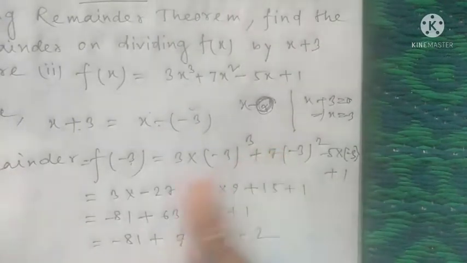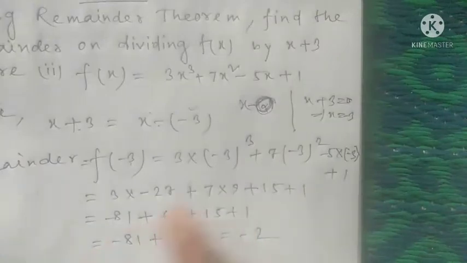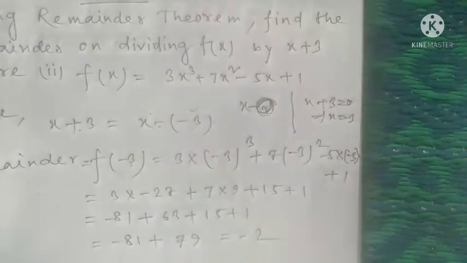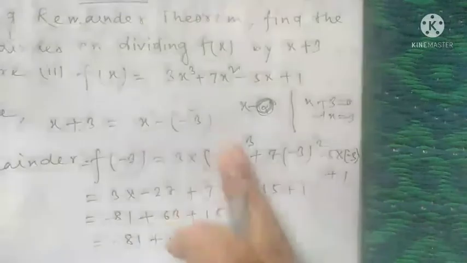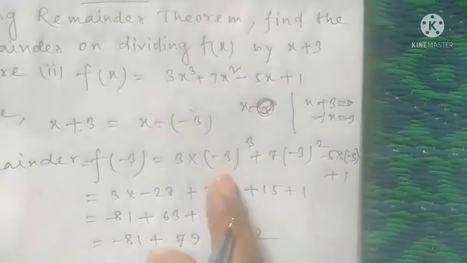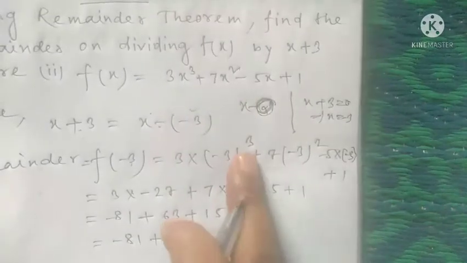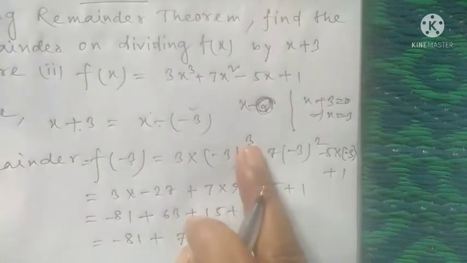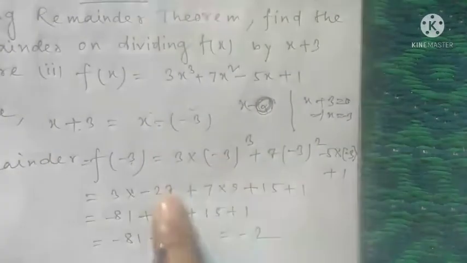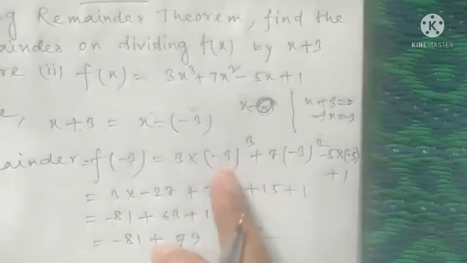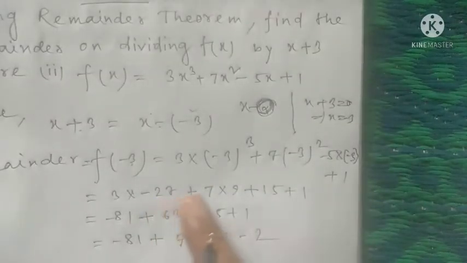Otherwise your math will be 30% or 40% wrong, my thing. So I request you, when a minus sign is present, you have to write it inside the bracket. Okay, so 3 into minus 3 whole cube, the power is odd, that's why the minus will be there. You have to write minus 3 into minus 3 into minus 3, that means minus 27.